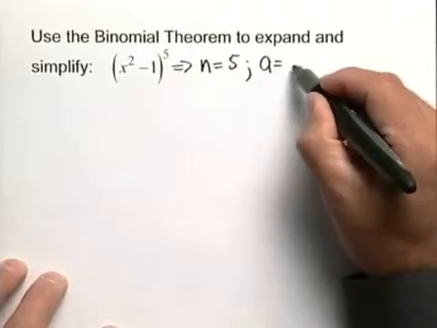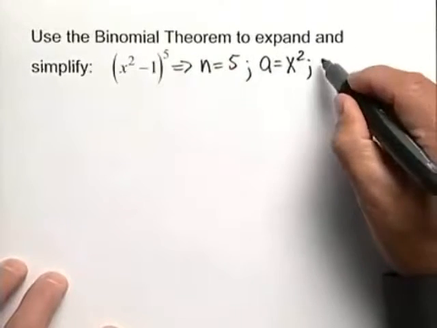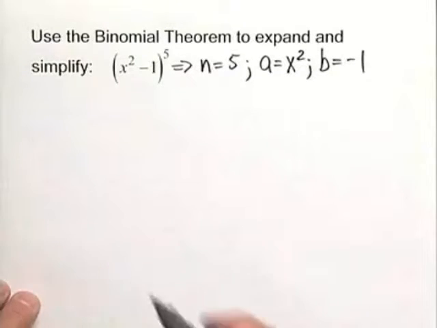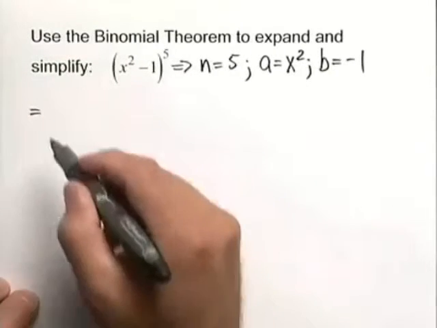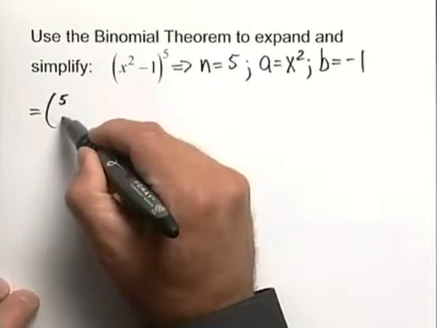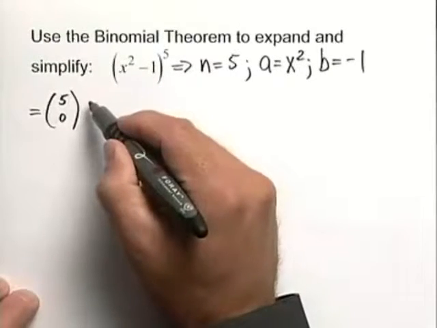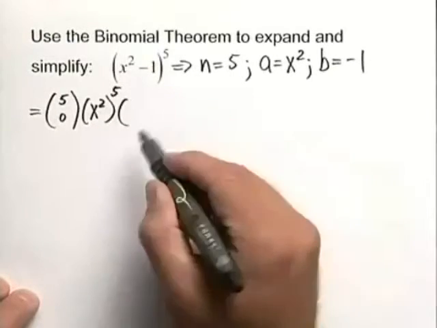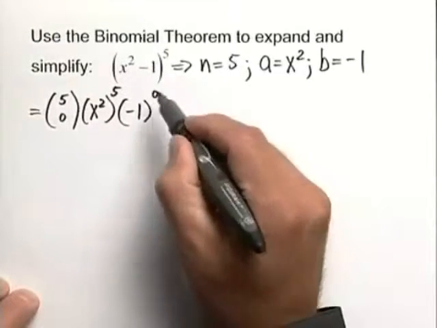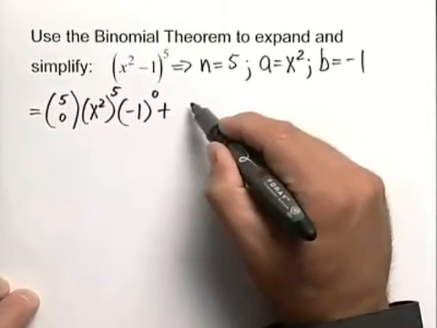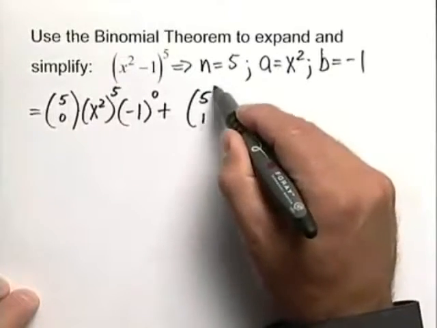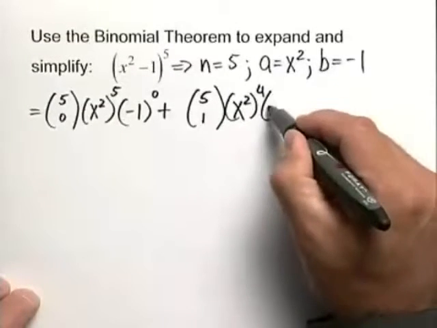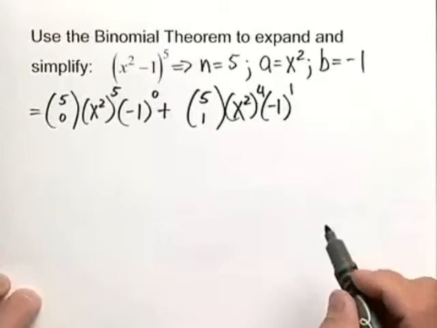Our a for this example will be x squared, and our b will be equal to a negative 1. And you should have this formula in front of you to help you simplify this out. So our binomial coefficient to begin with will be 5 over 0. We take our first term, x squared to the fifth power, and for continuity's sake, I like to put in b to the 0th power, plus the next binomial coefficient, 5 over 1, times x squared to the fourth, times negative 1 to the first power.